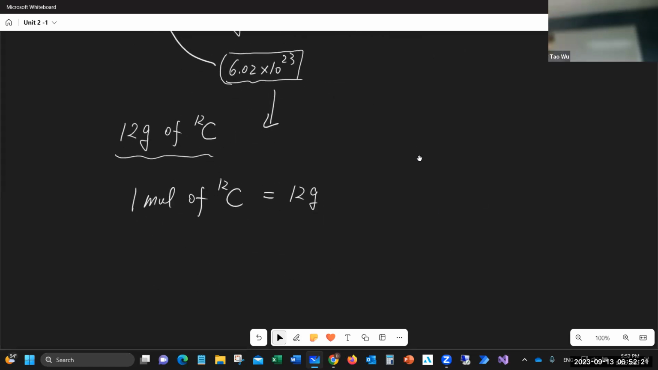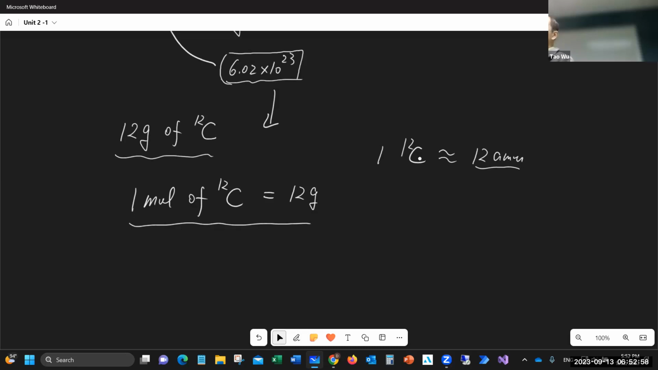Okay, so that is why we can, based on this, convert the mass of an atom to the mass in another unit, which is called the molar mass. Carbon-12 is about 12 AMU, right? But the point is, we're not using the AMU unit. This unit is too small. So what are we going to do?